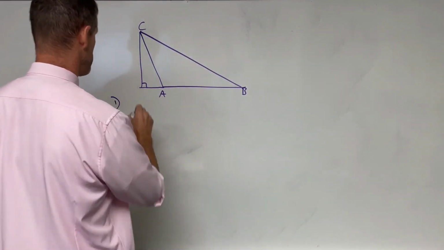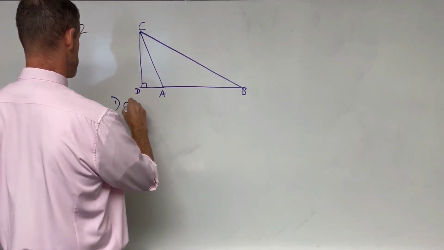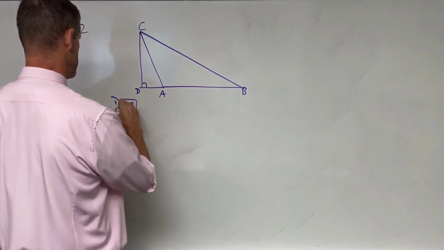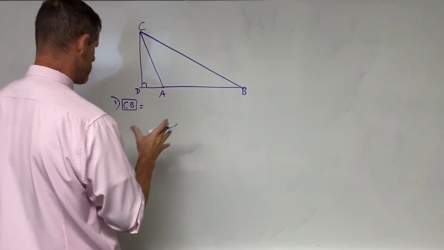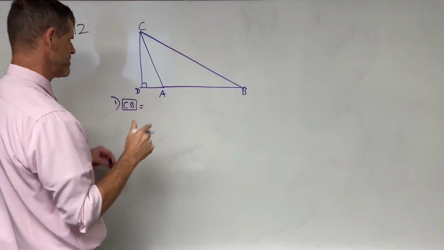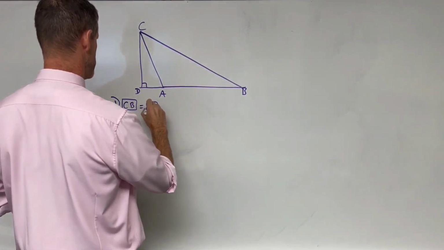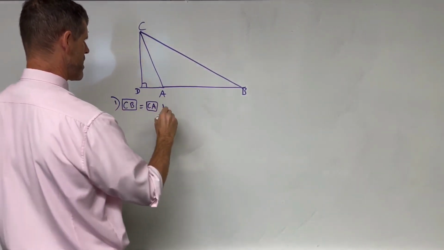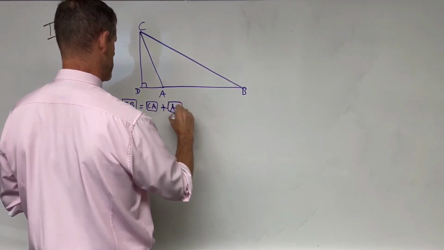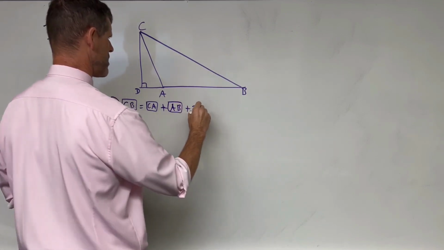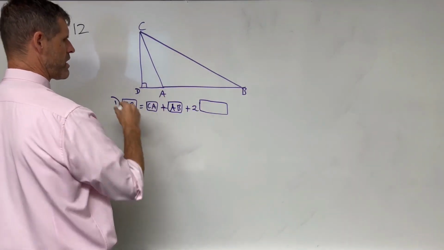What we want to show is that the square on CB is, well, we're going to show this, but then I'm going to write up what our actual to prove is. The square on CB is going to equal the square on CA plus the square on AB plus twice the rectangle contained by BA and AD.